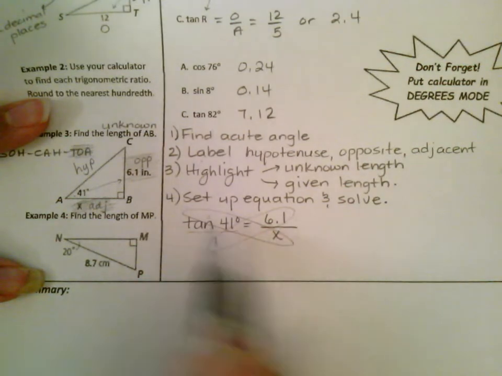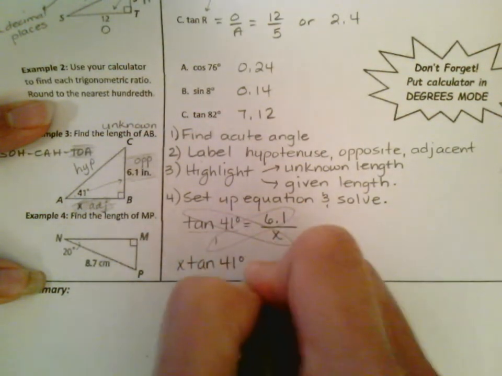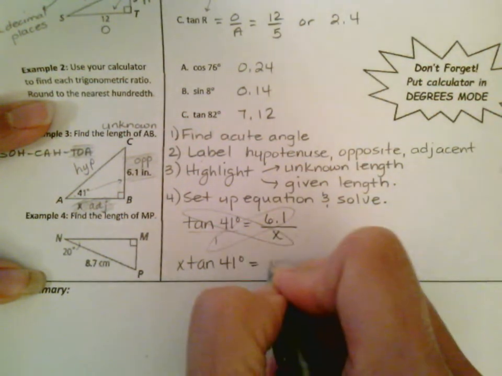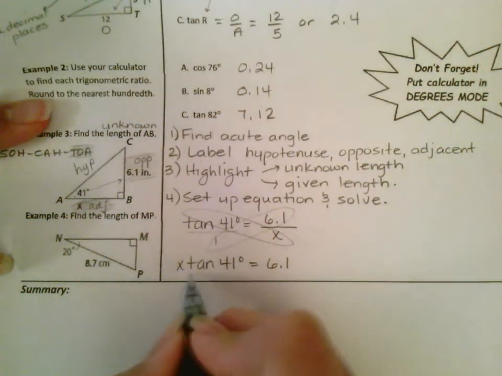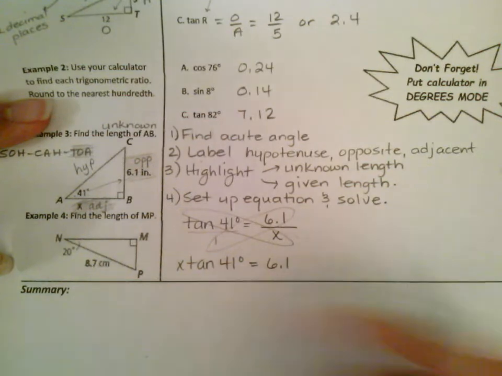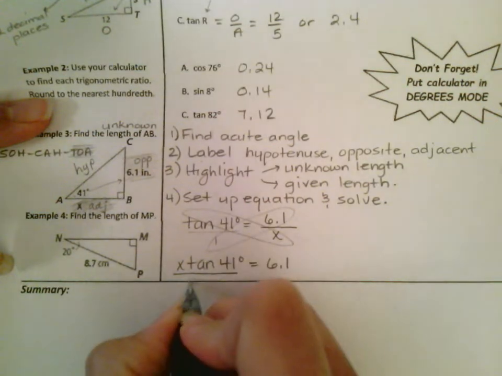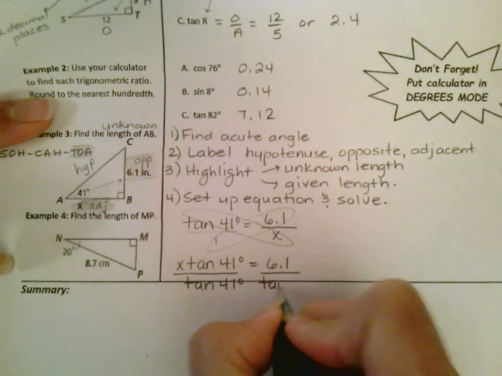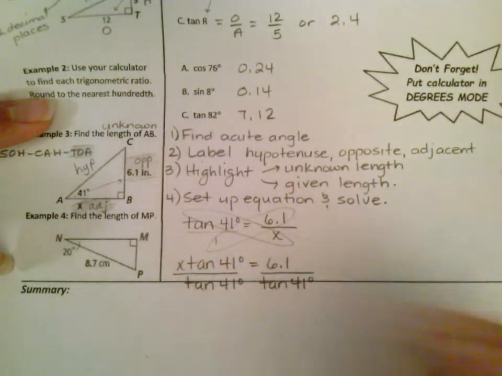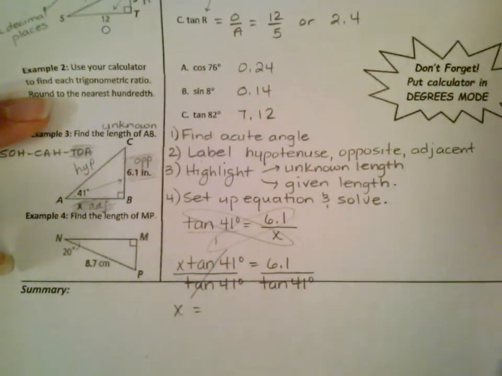So this one has the X value. So X tangent 41, so I'm going to write X tangent of 41 degrees equals 1 times 6.1, which is just 6.1. And since I want to solve for X, and it's being multiplied by tangent 41, I need to get rid of that. I can only do that by dividing both sides by tangent of 41 degrees. So now my X has been isolated, and I'm just left with calculator work.